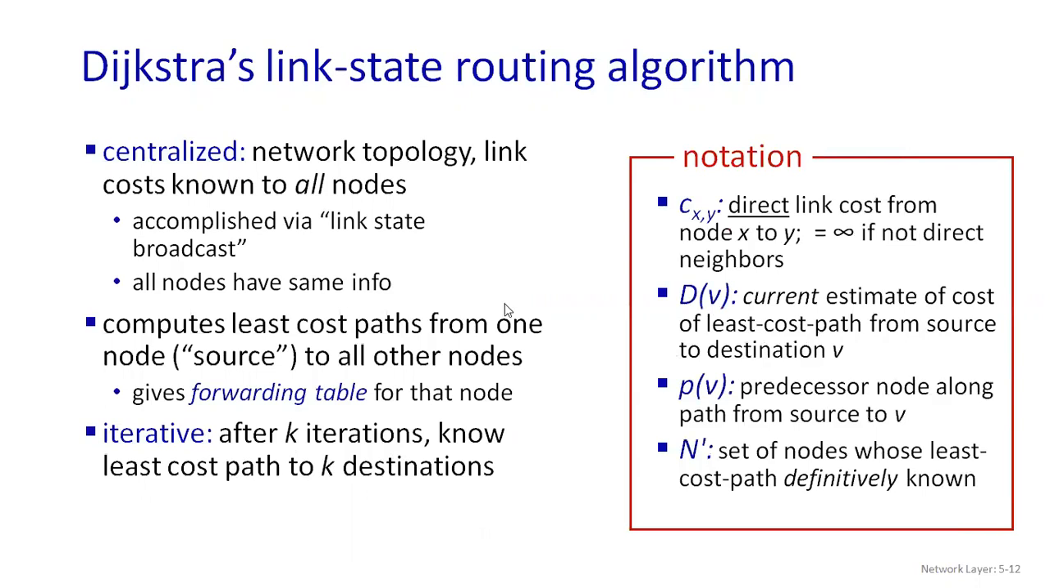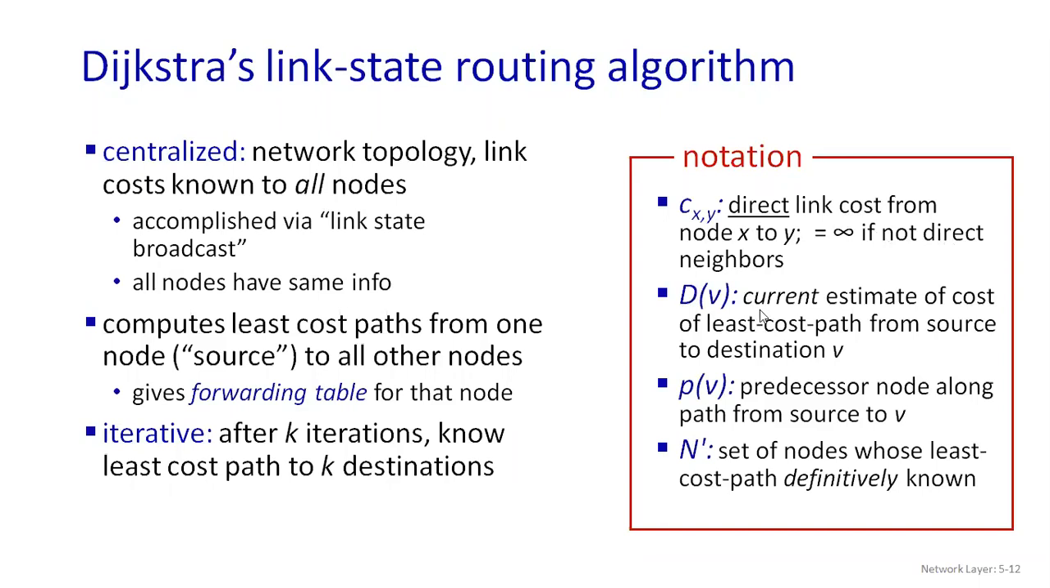So here I have some points. I have already told you that C is nothing but the cost. So X and Y will be two nodes. So C of X,Y means the direct link cost from node X to Y. If there is direct node connectivity and some value has been written, that will be the cost of that particular link. And if it is not connected directly, then the value will be infinity. So now the next term you can see is D of V.